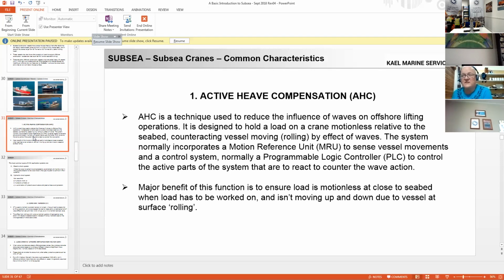The major benefit of this function is that it ensures the load is motionless close to the seabed when the load is being worked on, and it isn't moving up and down due to the vessel at the surface rolling. So the vessel can be rolling at the top, but the load will be stationary at the seabed, and that's what you want when you're doing a stabbing action, like putting in a Christmas tree, where you're actually stabbing it in when you're installing it. Or you've got divers trying to connect something with a pipeline, like a pipeline end manifold, and you want to stab them together to bolt them up. You don't really want the load to be rising and falling with the ship rolling with the waves.